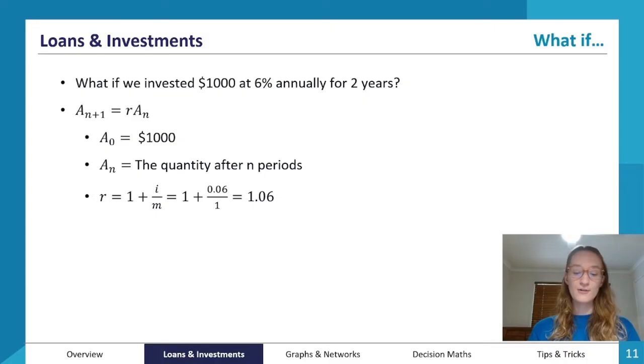But here R is a little bit different. Our decimal rate of interest is 0.06 instead of 0.05, because now we've got 6% per annum instead of 5% per annum.